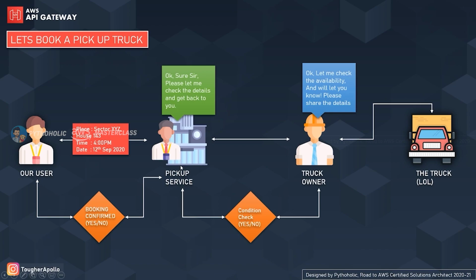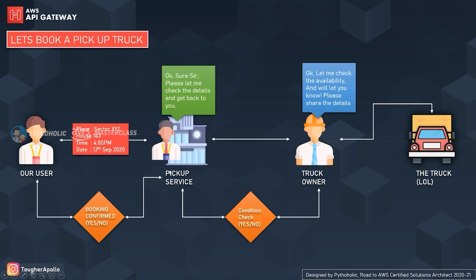And the next thing will be to place the order for the pickup truck based on the information that we need to provide to the manager, like the place of delivery, time, the pickup date, and the address. And now your request is well received at the store, and he tells you that, sure sir, please let me check the details and I'll get back to you with the confirmation. So he then calls up the truck owner to ask if he has a truck available. Based on his response to the order request, he either will confirm or reject the request.